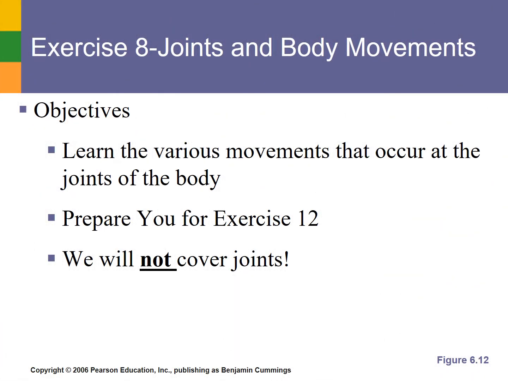This lab will cover exercise 8, which is joint and body movements, and exercise 9, which is gross anatomy of the muscular system. We're going to start with exercise 8, joints and body movements. However, we are only covering the last few pages of exercise 8, which exclusively focus on body movements. We are not covering joints. We covered joints, the functional and structural classification of joints in lecture. So we will not be covering joints, only the last few pages of exercise 8, which focus on how muscles create movement.